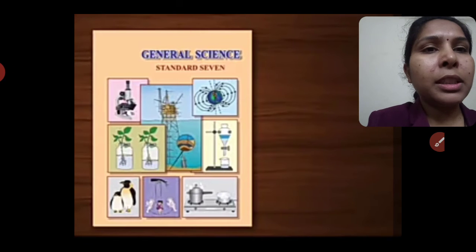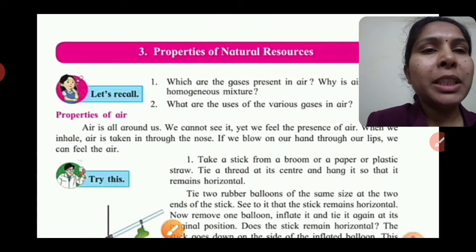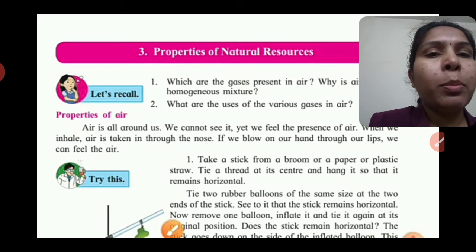So in the last lecture we started our new topic for standard 7. The subject is general science. The topic is properties of natural resources. In this topic we learn about some properties of air by doing activities.